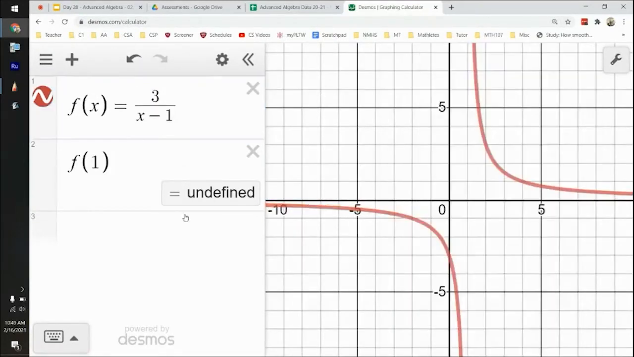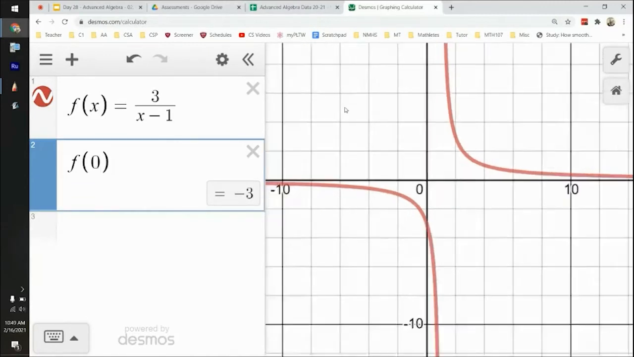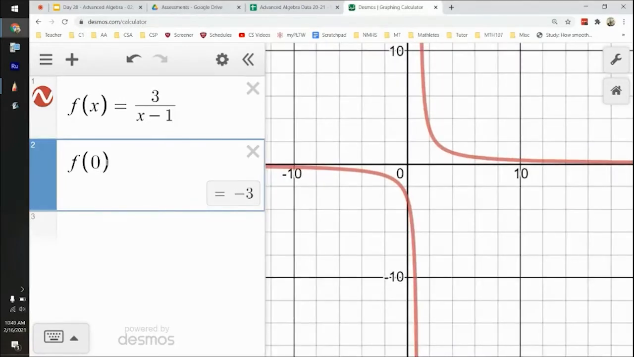Any other value that I plug in would totally work. Say I plugged in 3. Now I have a value, 1.5. Say I plugged in 2. Say I plugged in negative 1. Say I plugged in 0. Because you're not dividing by 0, it's just going to be a regular value. Now, you can't plug in 1, but what happens if I plug in a number like 0.9, which is pretty close to 1?